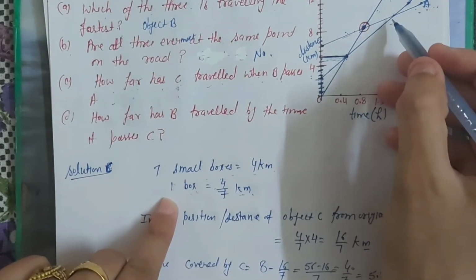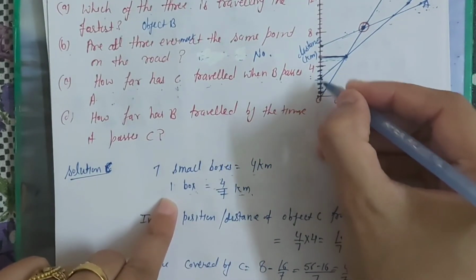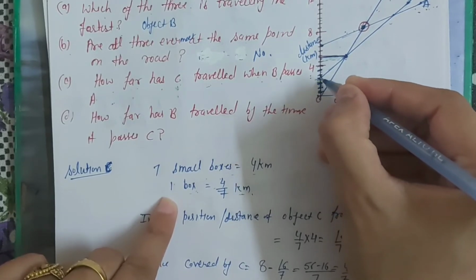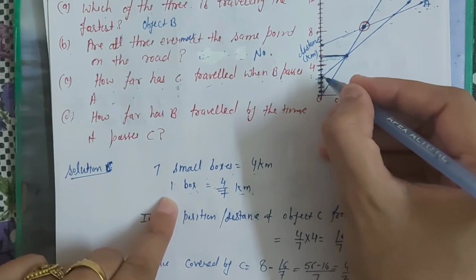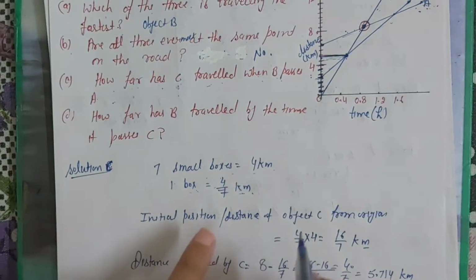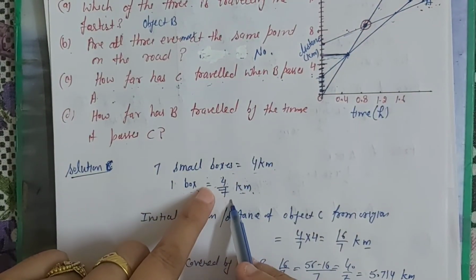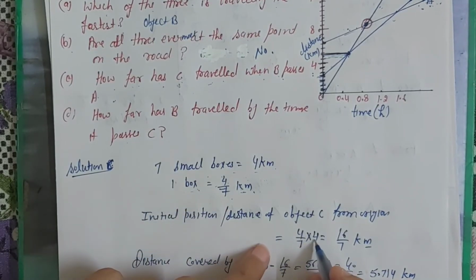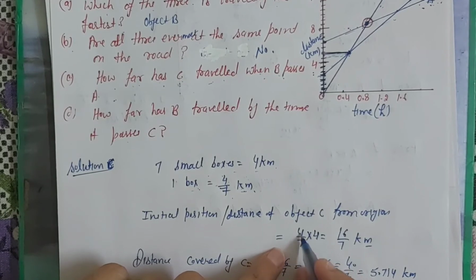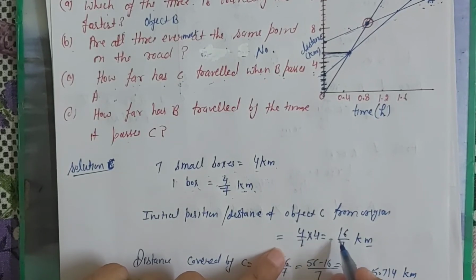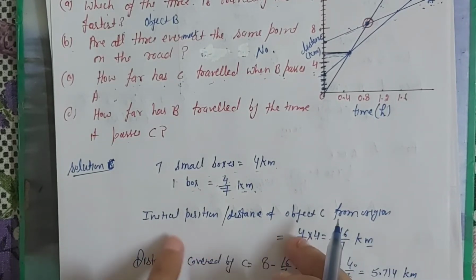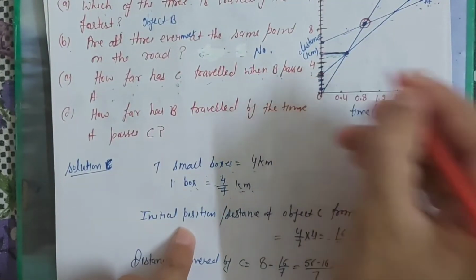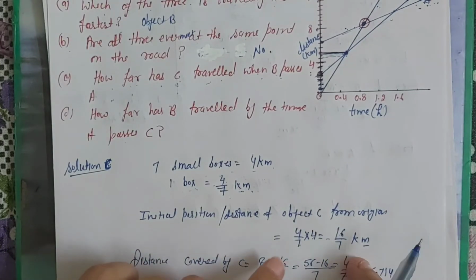If we observe, C is starting from the 4th interval, that is 1, 2, 3, 4. C is starting from the fourth interval. If one interval is equal to 4 divided by 7, then 4 intervals will be equal to 4 divided by 7 multiplied by 4, which equals 16 divided by 7. So this is the initial distance of C. This is this point.